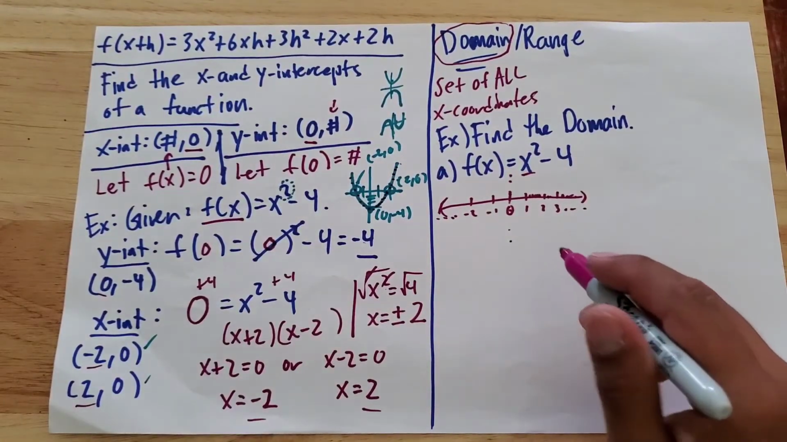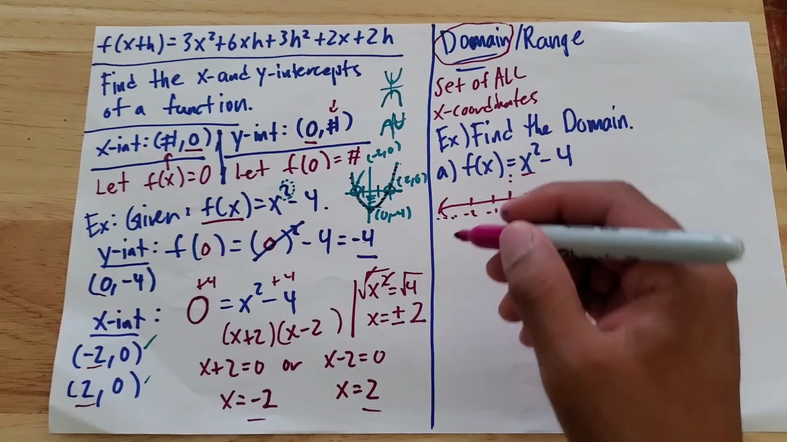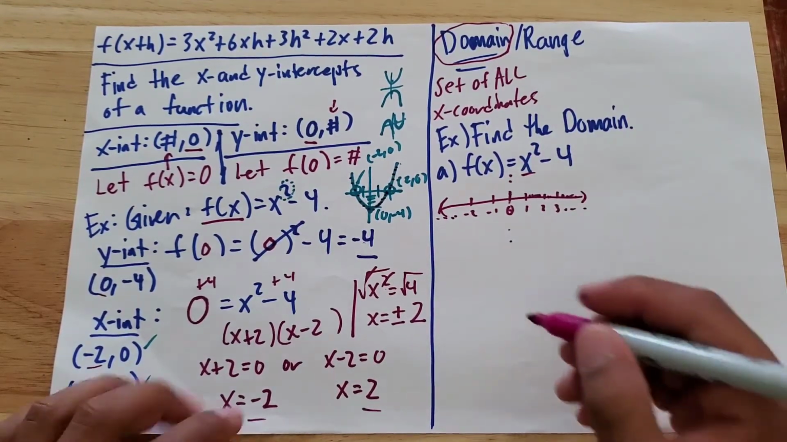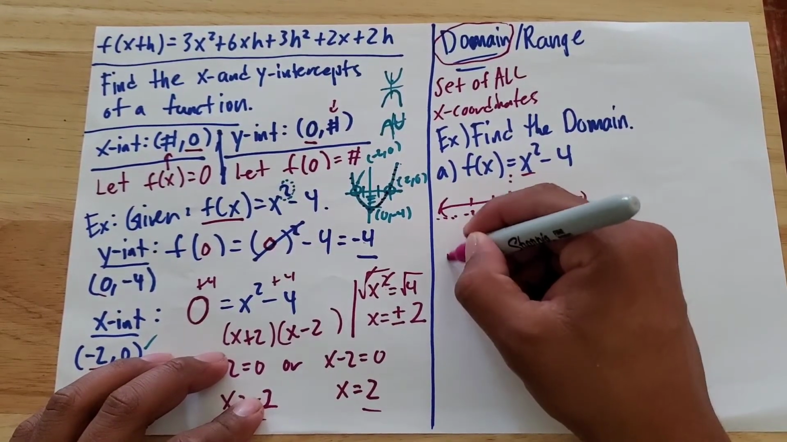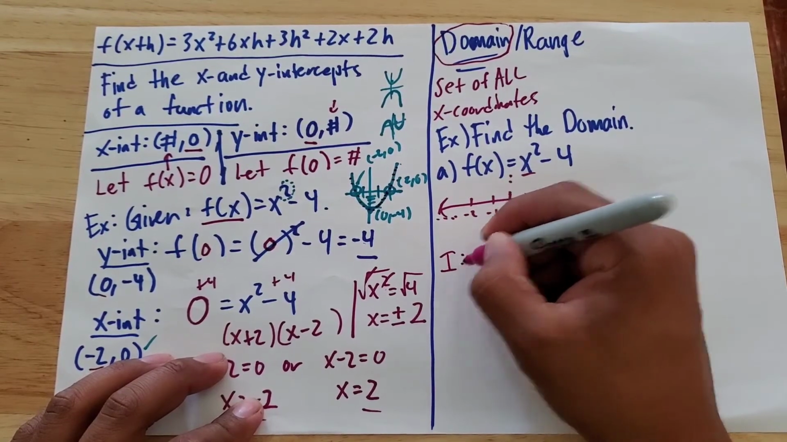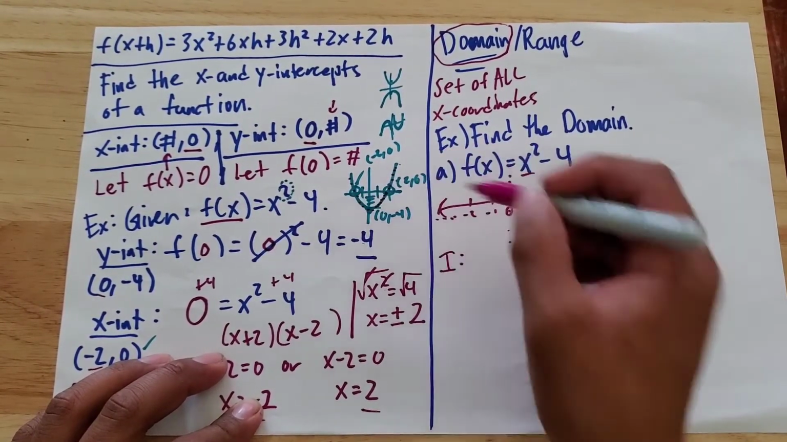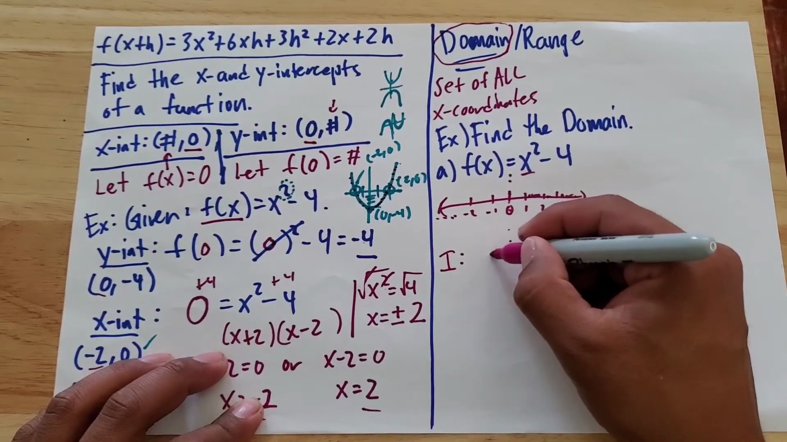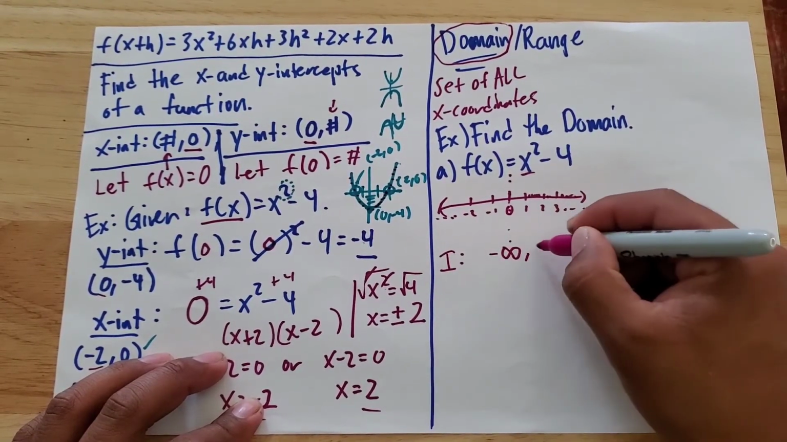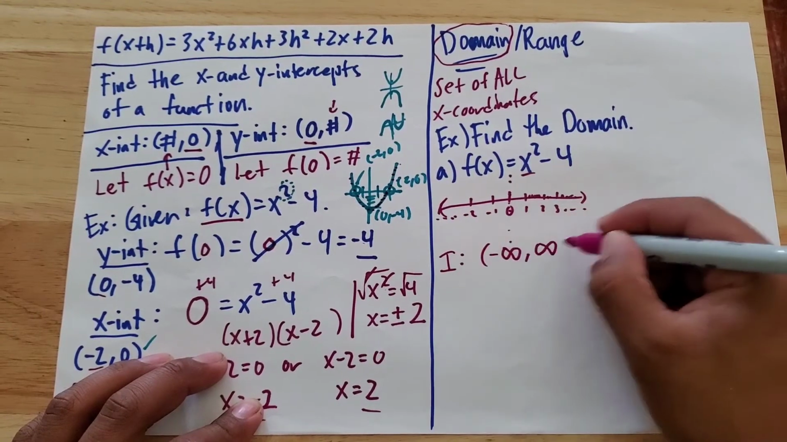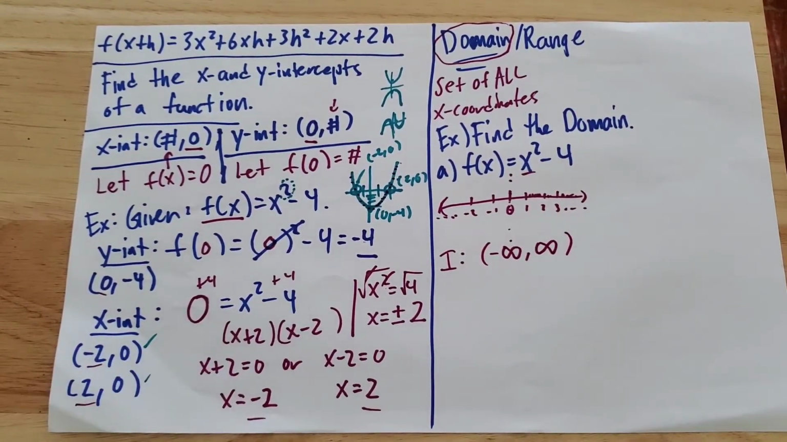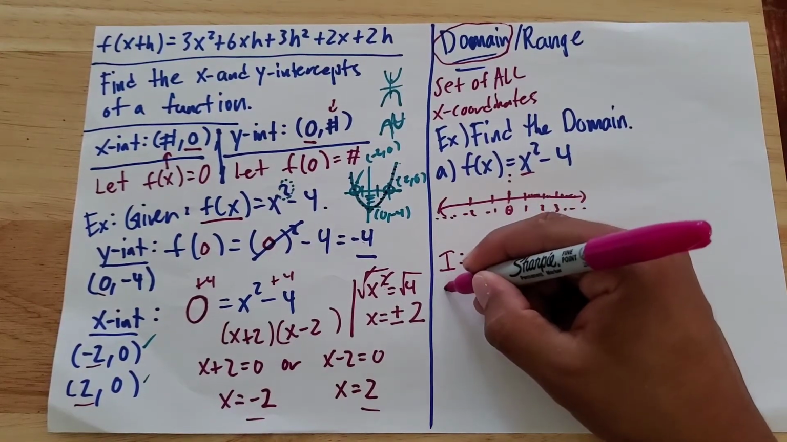So that means that there's 2 ways to write your domain. You can use interval notation, which would be anything all the way to the left, anything all the way to the right, and that would be negative infinity to positive infinity. And everything else in between, because it's saying that the entire number line is possible.